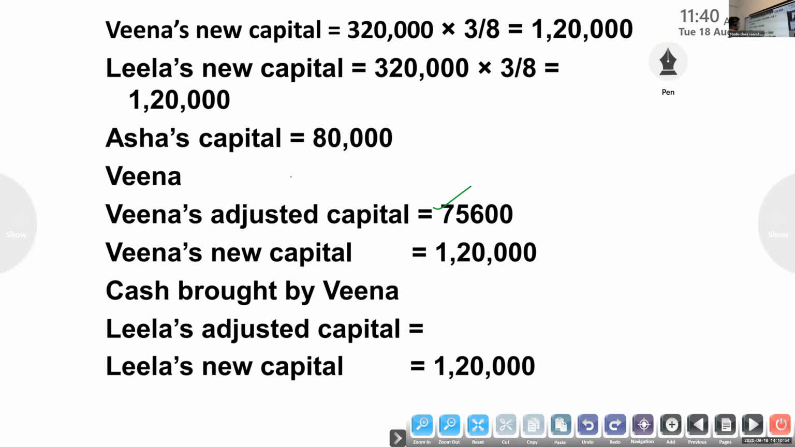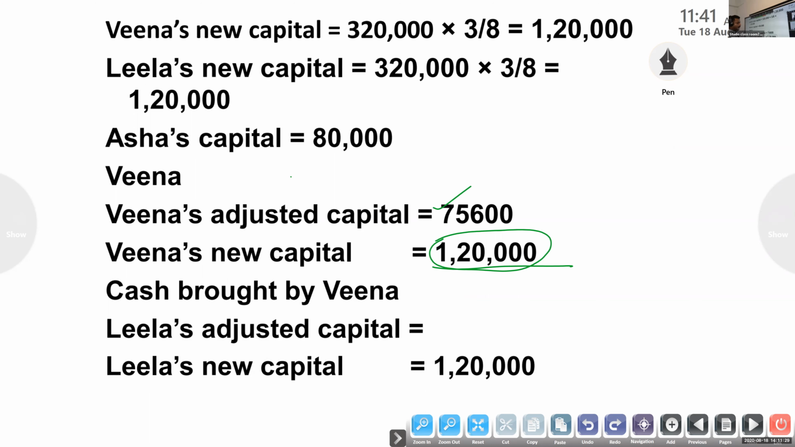Look at Veena's adjusted capital, 75,600. Veena's new capital should be 1,20,000, but she has only 75,600 if you balance her capital account. So whether she has to bring cash or can withdraw cash? Answer: whether she has to bring or can withdraw. Her capital should be 1,20,000.